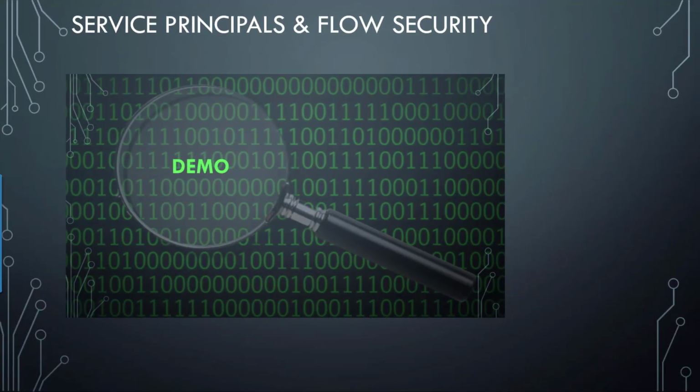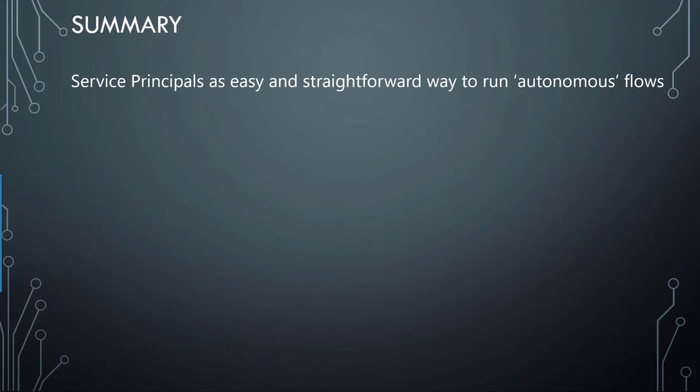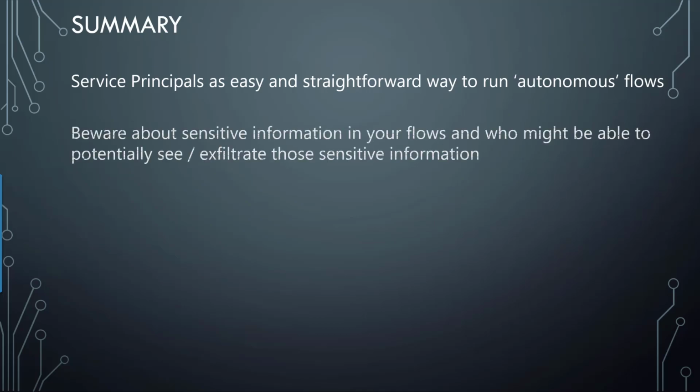So at the end, a very short summary. What should you remember from this video? First of all, service principals are an easy and straightforward way to run autonomous flows. So no matter if somebody leaves the company, these things will always run. Beware of sensitive information in your flows. If people have access to the flows, they might potentially exfiltrate data, find a way to circumvent things. But if you use these secure inputs and outputs, then you are safe to go.